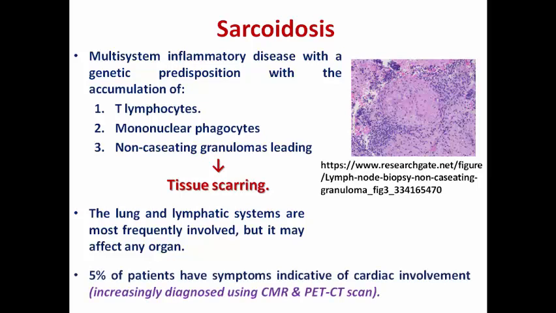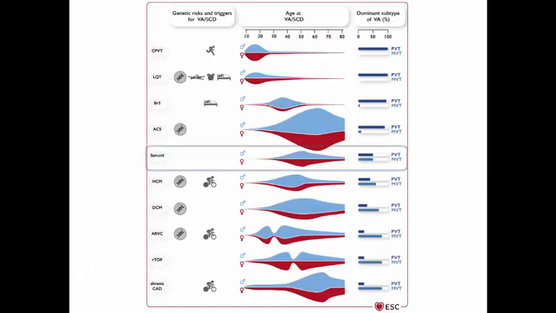Regarding the heart, 5% of patients develop symptoms indicative of cardiac involvement, which can be detected using CMR or PET CT scan. From this famous diagram, we can see that both monomorphic and polymorphic VT can occur, and the most common age of incidence is from 40 to 60 years of age.